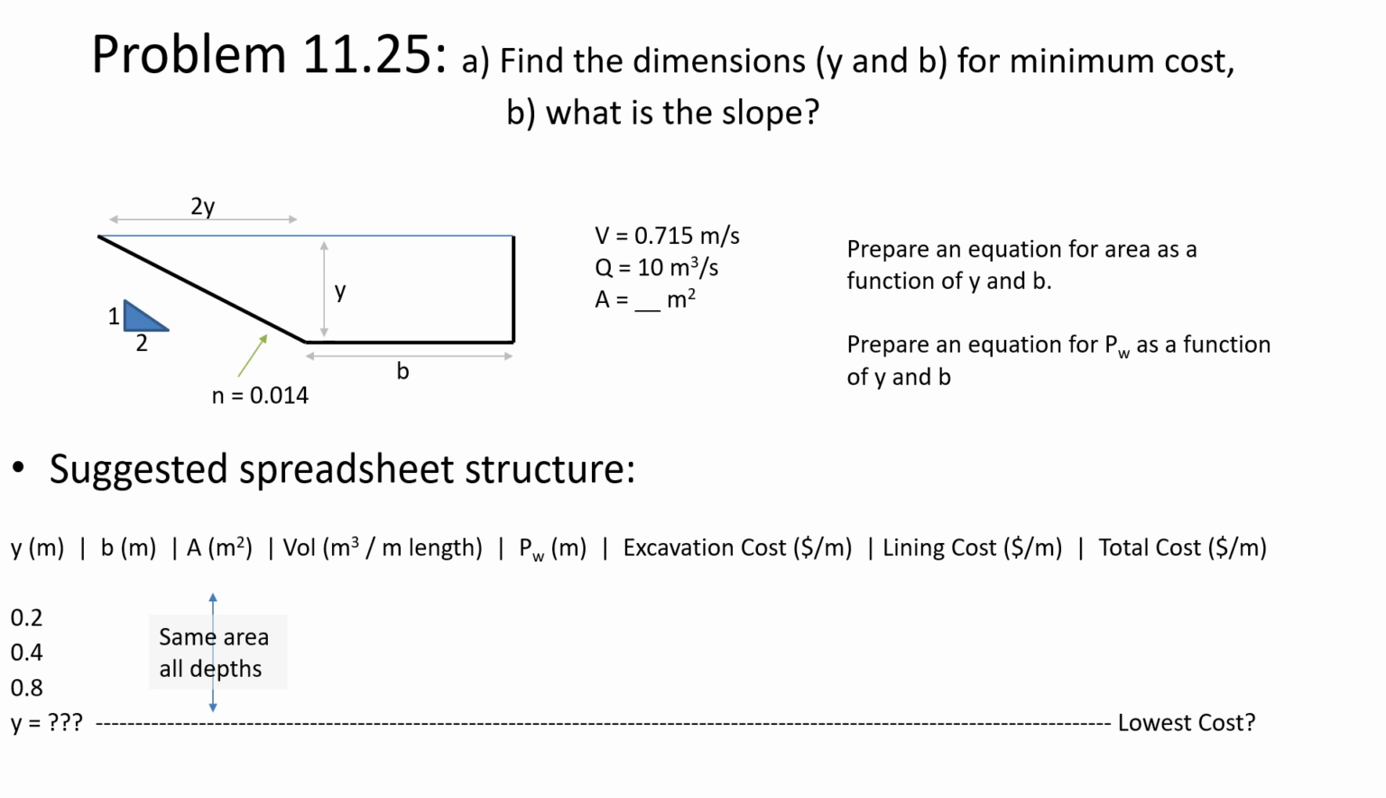Just one question. If you're doing a real design, would you go all the way to the top of the channel, or would you go like 2/3 of the way up? Yeah, so you'd want to provide what's called freeboard, right? So you'd want some extra capacity. So we're neglecting the necessity of freeboard here.